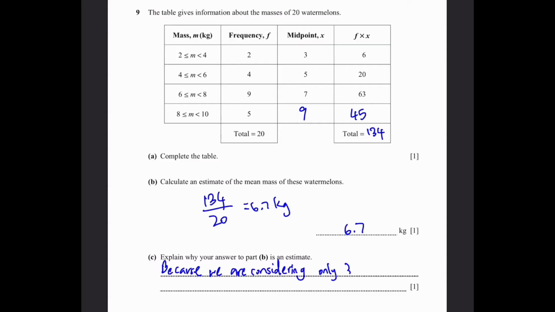only 3 kg, 5 kg, 7 kg, and 9 kg, because talking about all four of the midpoints for the mass, this is not an accurate value. It's just an estimate. That's the answer.